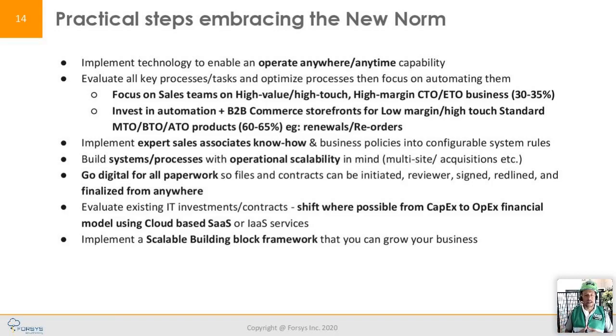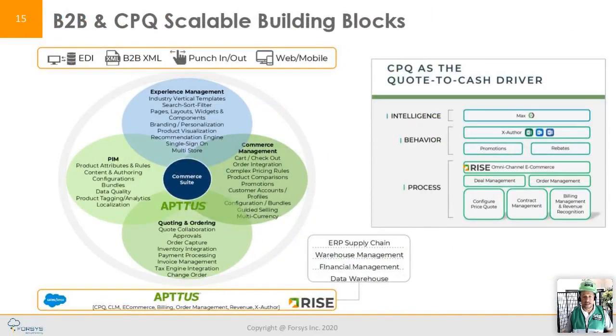Okay, and then it's all about building the scalable building blocks. And I'm going to talk more about scalable building blocks in the next slide. Okay. All right, so what is a scalable building block? Let's talk about this. This slide is a little hard to read. I don't expect you to read this, but I want you to look at the colors.